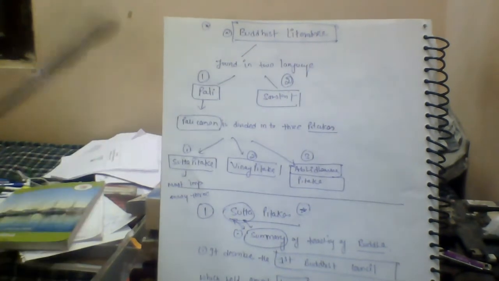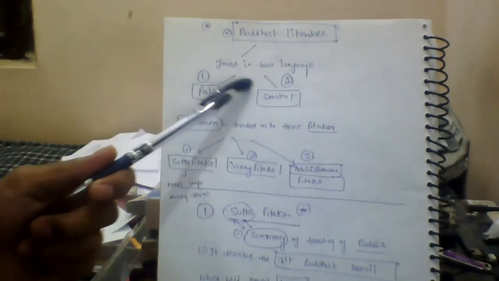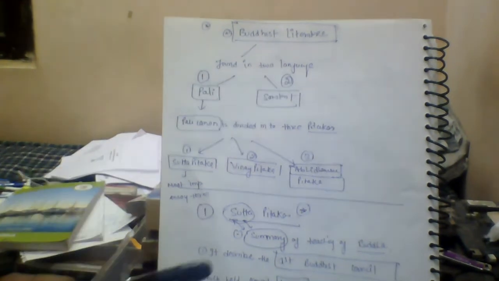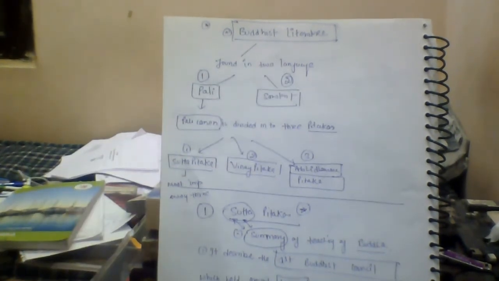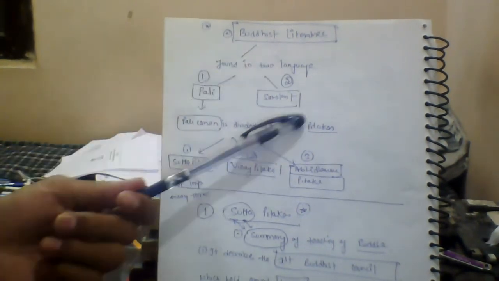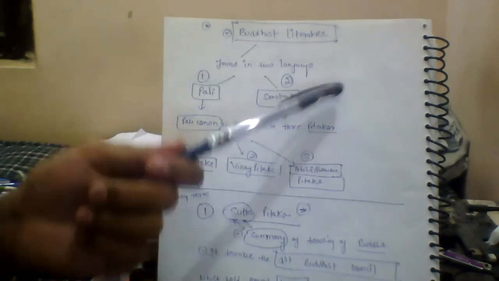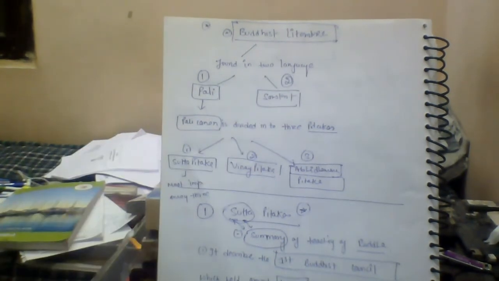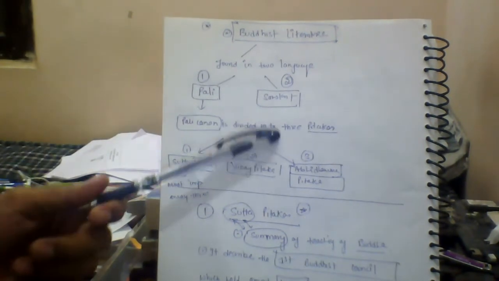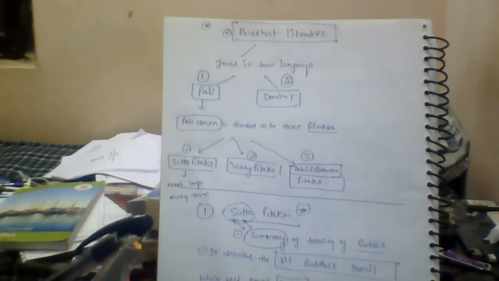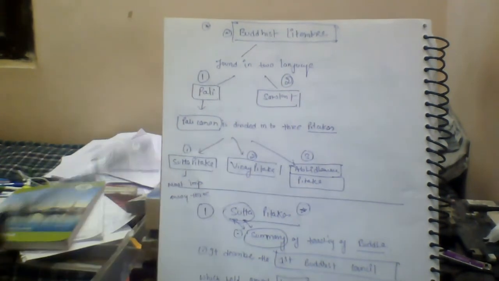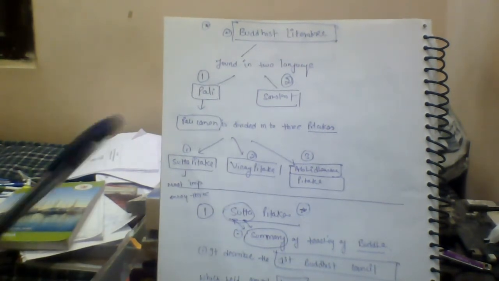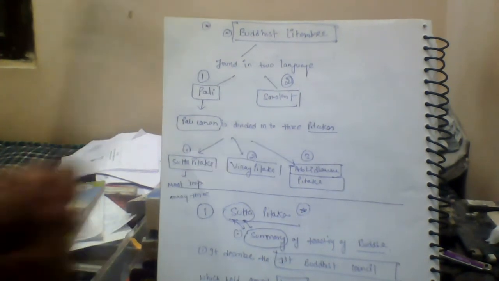You have to understand that Buddhist literature is mainly found in 2 languages, Pali and Sanskrit. And there might be a question where they might confuse you with Prakrit. Prakrit was not Buddhist literature. Buddhist literature was written in Pali and Sanskrit, so you have to understand that. The Pali canon is divided into three pitakas, and these are very famous pitakas of Buddhism that you have to read and know. Very simple: Sutta Pitaka, Vinaya Pitaka, and Abhidhamma Pitaka.